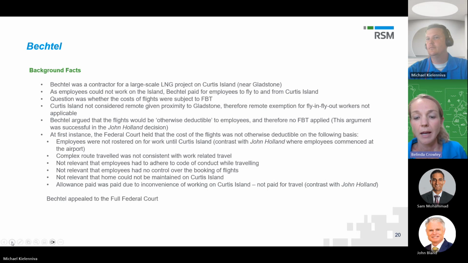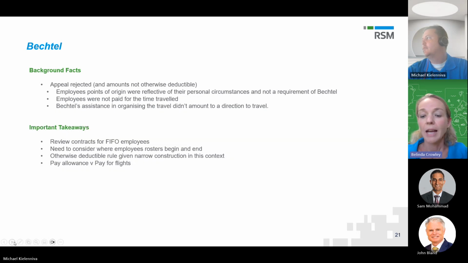So Bechtel appealed that court decision, and again, the court went with the Commissioner. Key to the judgment there were that the employees' respective points of origin were reflective of their personal circumstances and were not a requirement imposed by Bechtel. The employees were not paid by Bechtel while they travelled. Bechtel's assistance in the administration of the travel arrangements, so the booking of the flights, didn't amount to a direction to travel. And the fact that Bechtel had policies that covered the employees' conduct while they travelled wasn't determinative.